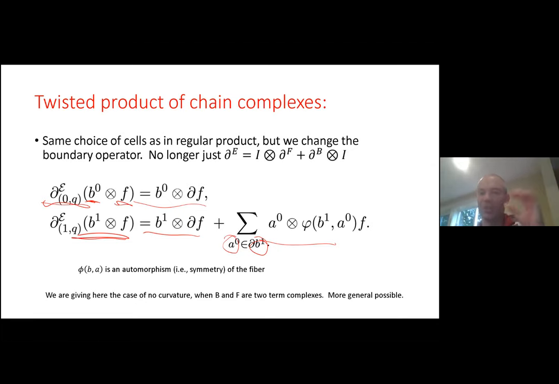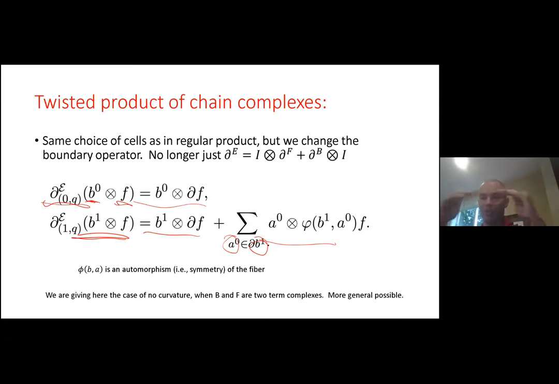And if you didn't have that twist, it would say, well, the boundary of a one cell in the base and some cell in the fiber is just that cell in the fiber times all the different zero cells in the boundary of that cell in the base. But now it's, well, some of them you apply the twist and some you don't.